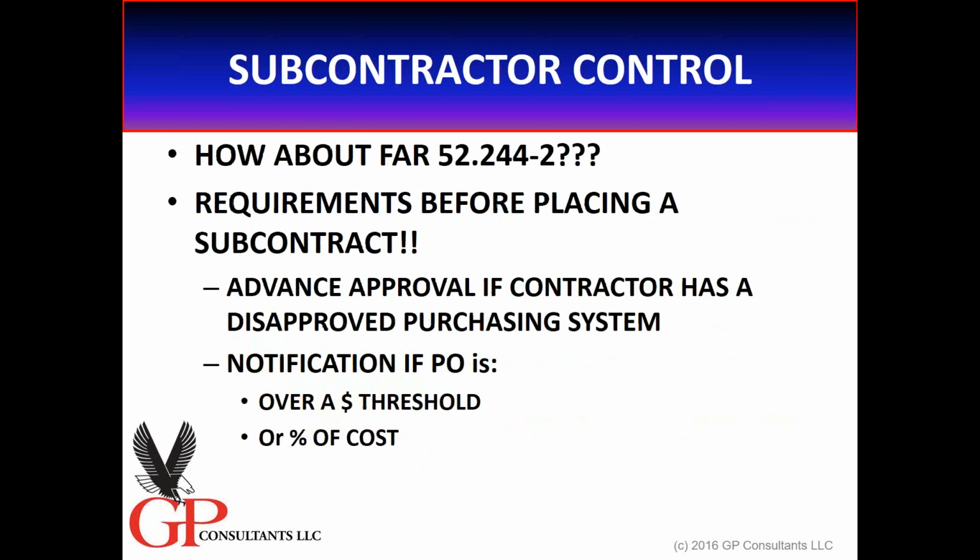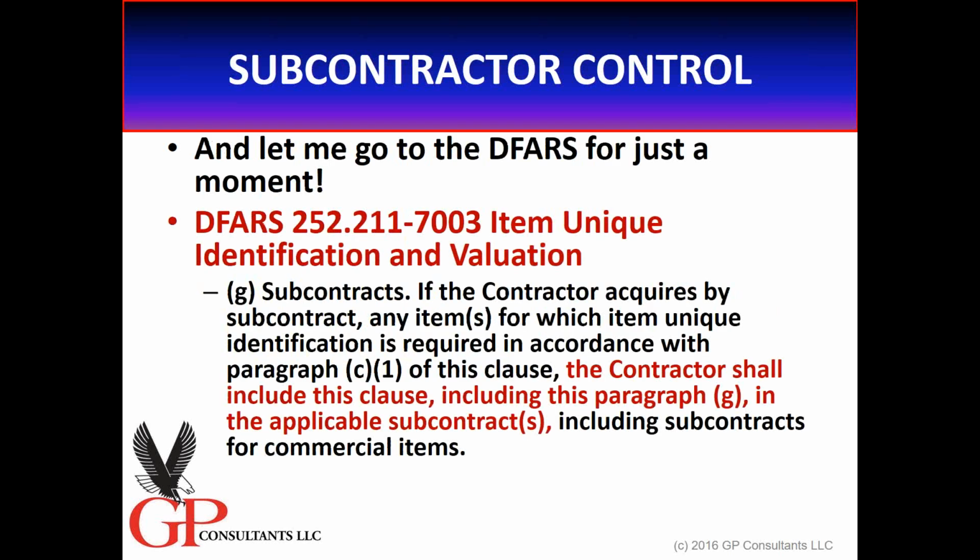Some other things, you have to tell the government before placing a subcontract. Notice, subcontracts clause 52.244-2. There may be notification if that purchase order is over a certain dollar threshold or a percentage of cost, or if you have a disapproved purchasing system. Be very careful with that. You do not want to see your purchasing system go down because that is related to your government property management system. Be careful, right?